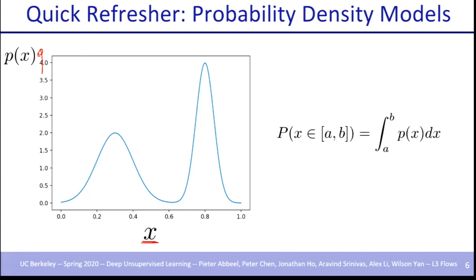So the meaning of the density is that the probability of x landing in an interval from A to B, for example, maybe A is 0.6, B is 0.8, is given by the integral, the probability mass under here. If I asked you for the probability of x being equal to 0.7, it'd be 0, because exactly 0.7 has 0 probability, but falling in this interval has a finite probability. So that's probability densities, and those are the things we're going to want to somehow learn from data.